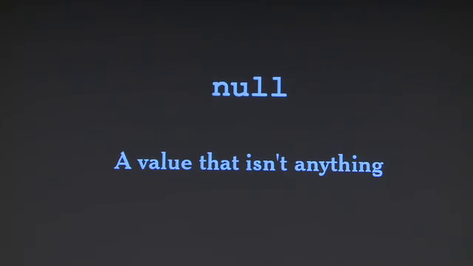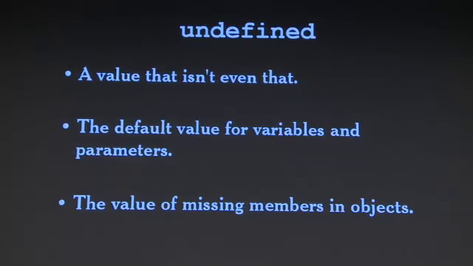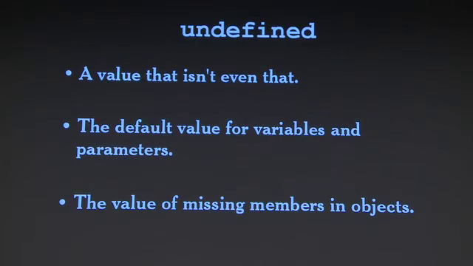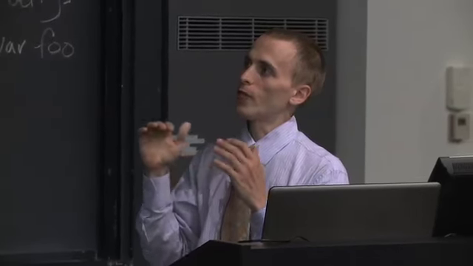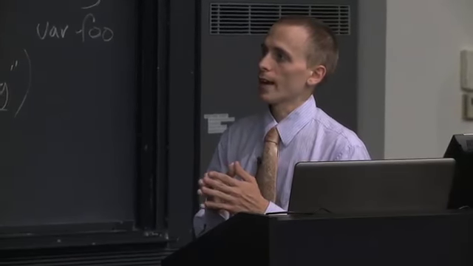Null is a value that isn't anything, and undefined is a value that isn't even anything. It's so weird that they have both of these keywords, and it has to do with this structure of variable hoisting that happens in JavaScript. Undefined is basically the default value for all variables and parameters that haven't been assigned a value. And it's, in fact, the value of missing members in objects.